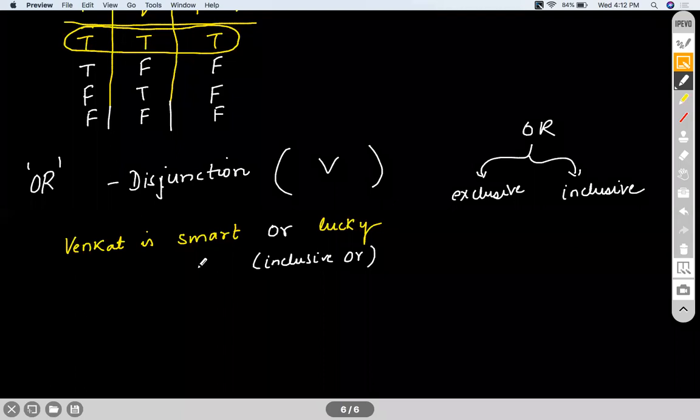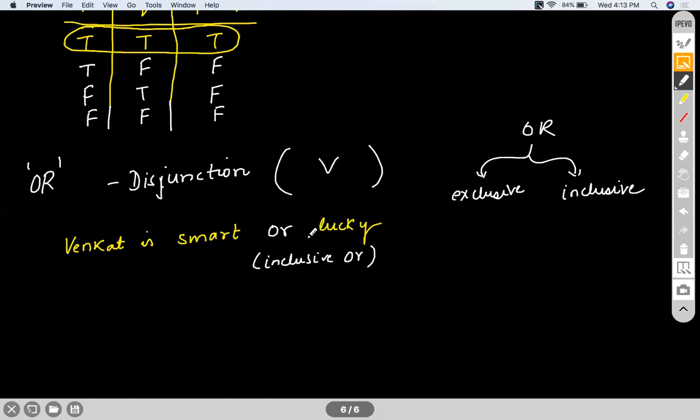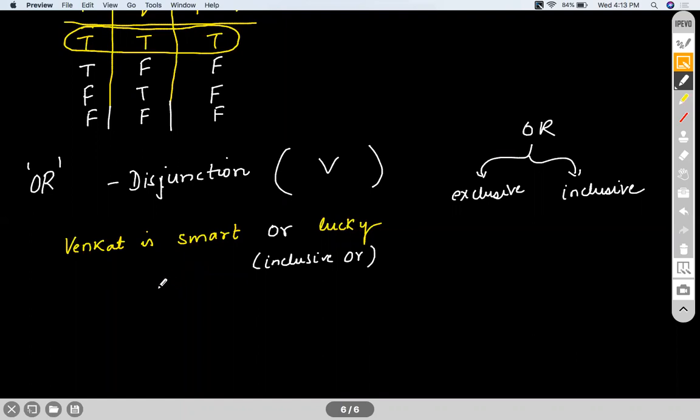So there you cannot include both the situations in the statement, but here you can say yes, Venkat can be both smart and lucky. Let's say there is something wrong with the bulb or with the wiring. Now both can happen. There may be something wrong with the bulb as well as with the wiring. So that is inclusive OR. In our discussion, I will talk about inclusive OR, not exclusive OR. Is that fine?